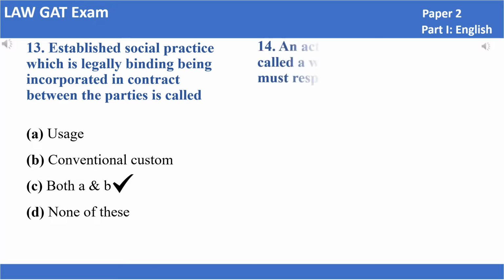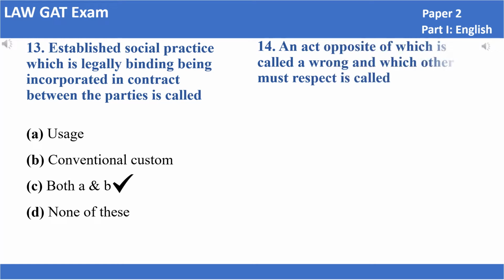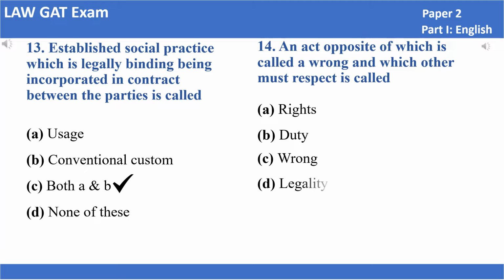An act, the opposite of which is called a wrong and which others must respect, is called option A, rights, option B, duty, option C, wrong, option D, legality. The correct answer is option B, duty.